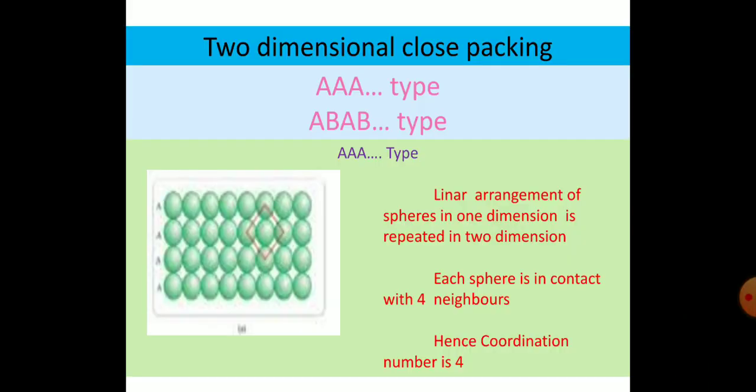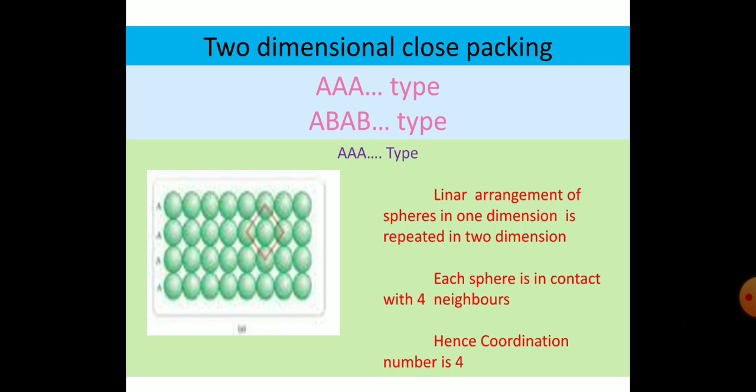And here there are two types of two-dimensional packing. Those are AAA type packing, and the one more is ABAB type packing. So what are the types of two-dimensional close packing? There are two types we have. One is called AAA type packing, and the one more is called ABAB type packing. Let us see about them one by one.